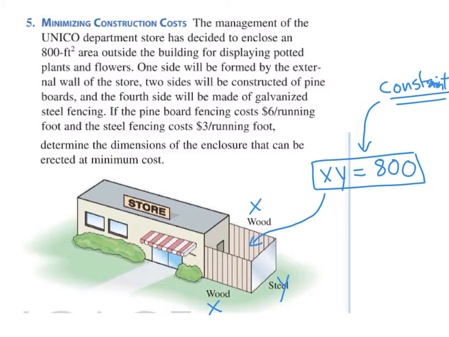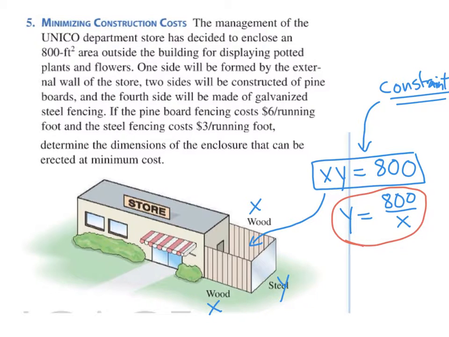In fact, what we usually do is we solve for one of the variables. I'm just going to solve for y right now, and to do that you divide both sides by x. So my constraint is y equals 800 over x. And this is going to come in handy when we start to make our cost function.